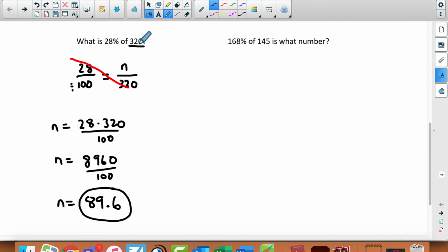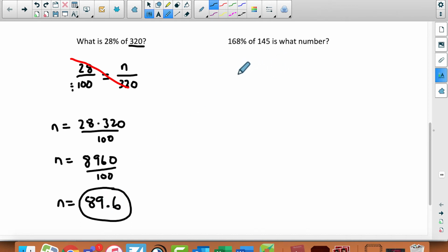Now, if you're looking for 28% of 320, should it be more than 320 or less? It should be less, right? Because if it was 100%, that would be the full 320. But this is 28%, so it should be less. It should be about a quarter as much, I guess. And yeah, we have a little more than a quarter. So this looks right. All right, let's do another one.